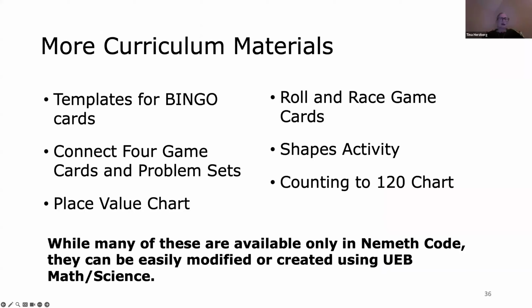Love theirs as well. We have templates for bingo, for Connect 4, game cards, and problem set. We also created some place value charts, because we're going to see one on a slide in just a minute, and I think that's just another very concrete way for our students to learn about place value. Roll and race game cards, shape activities. So even though these in the curriculum are available only in Nemeth Code, they are super easy to modify or recreate using UEB Math Science.